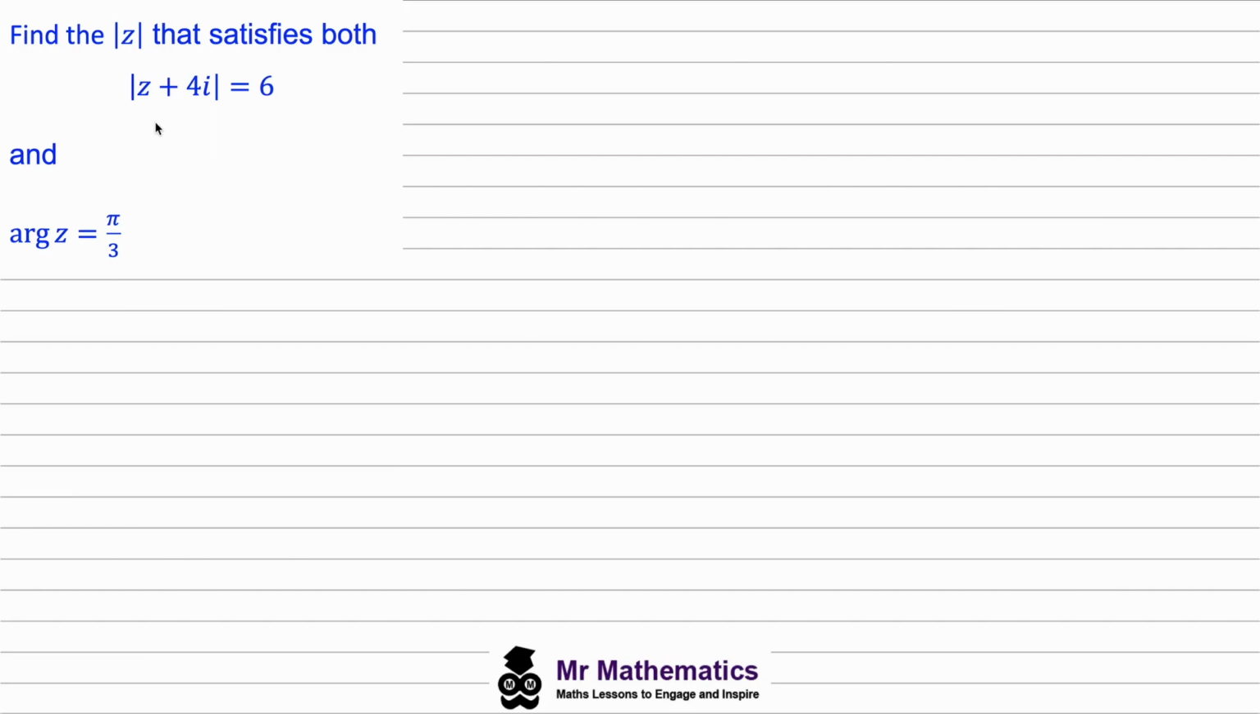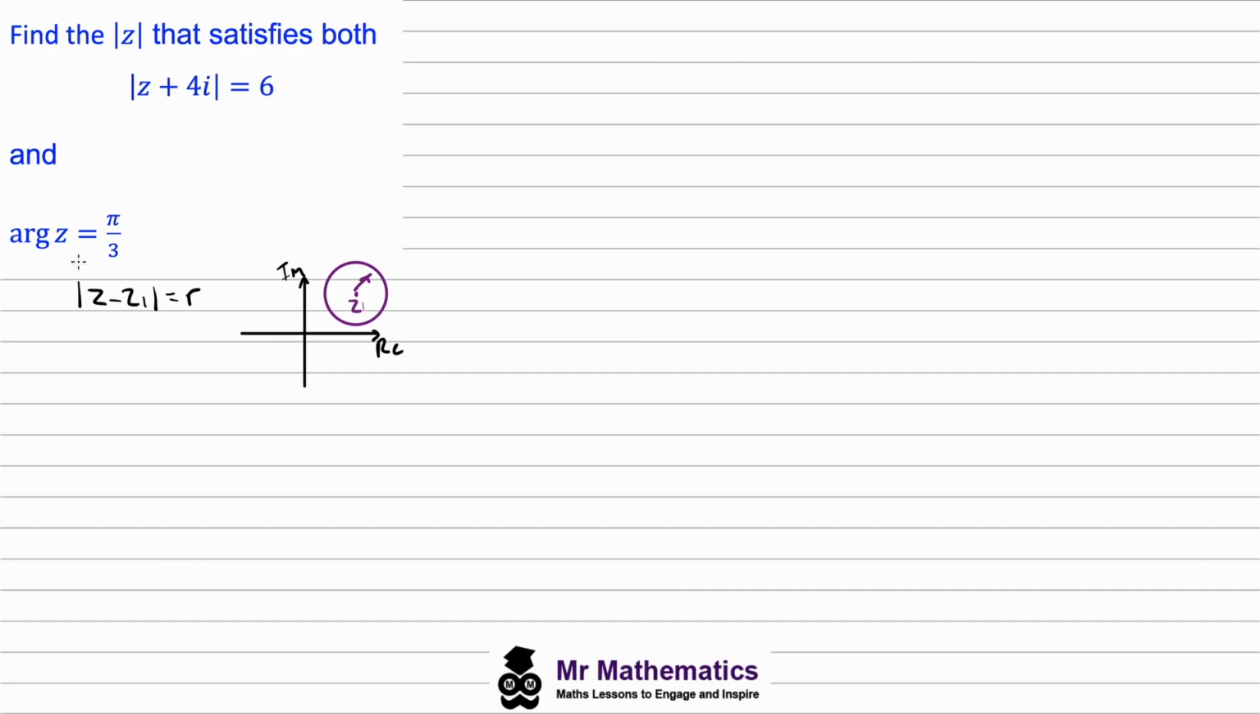So in this question, we've been asked to find the magnitude of z that satisfies the magnitude of z plus 4i equals 6 and the argument of z equals pi over 3. If you remember from a previous video, we're looking at the magnitude of z minus z1 equaling a constant radius. This will be the general form of this equation, and we should know that this will give us a circle on an Argand diagram with center z1 and radius r.